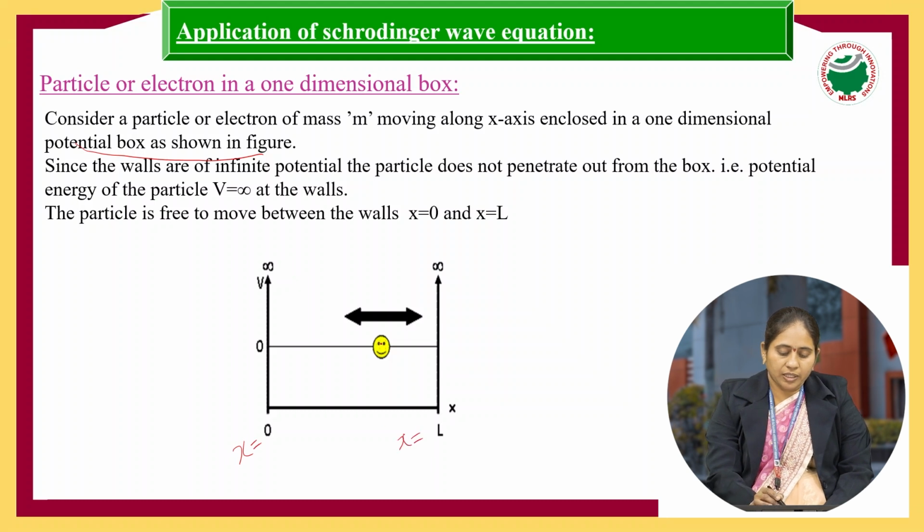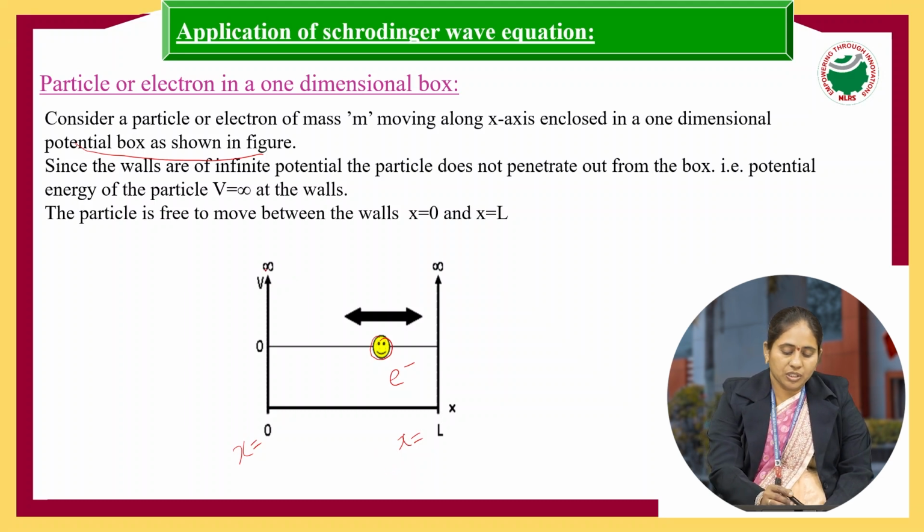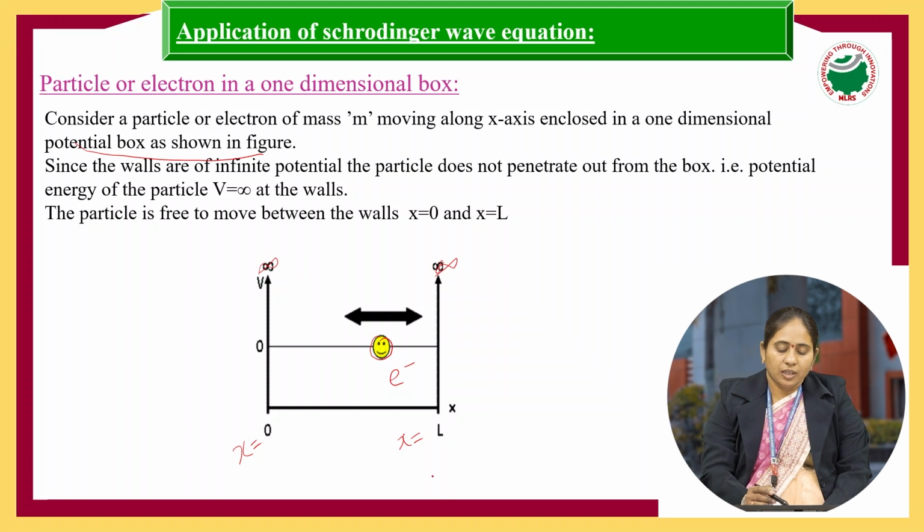Here the particle, the electron, is moving here and there inside the potential box. We are saying one dimension because the particle is moving only along the x direction. Here it is an infinite potential box. Infinite potential box means the potential energy at the walls of the box is infinity, and inside, the potential energy is 0. The walls mean the boundaries, that is x equal to 0 and x equal to L.